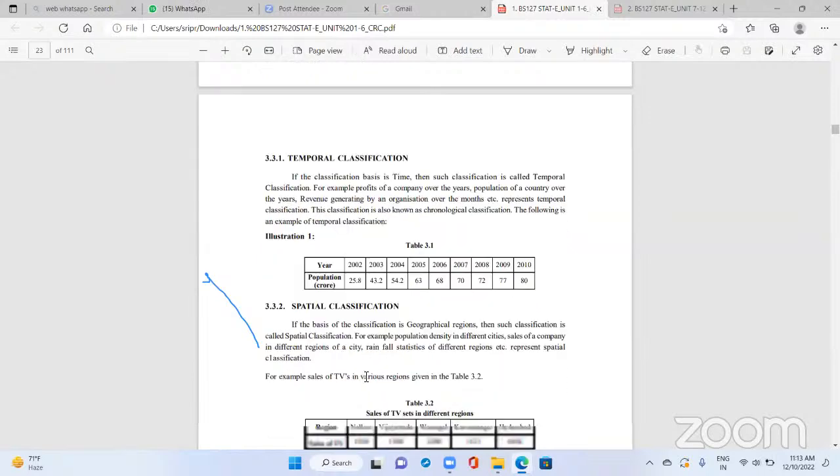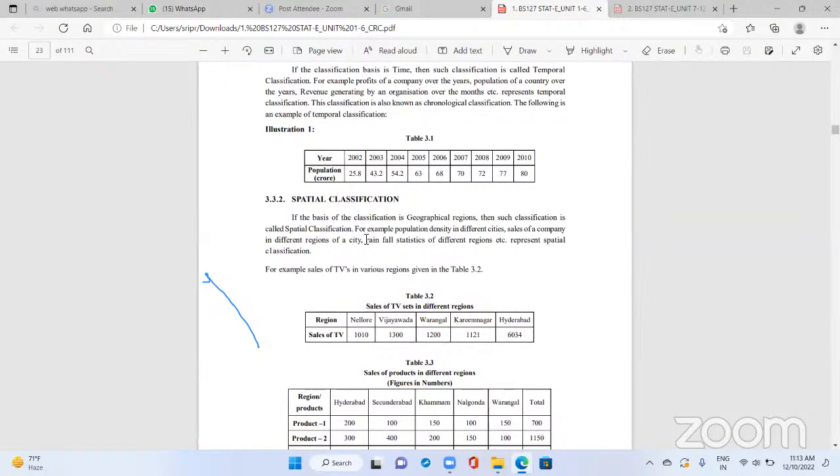Now coming to number 3, spatial classification. If the basis of classification is geographical regions, then such classification is called spatial classification. For example, population density in different cities, sales of a company in different regions of the city, rainfall statistics of different regions, etc.